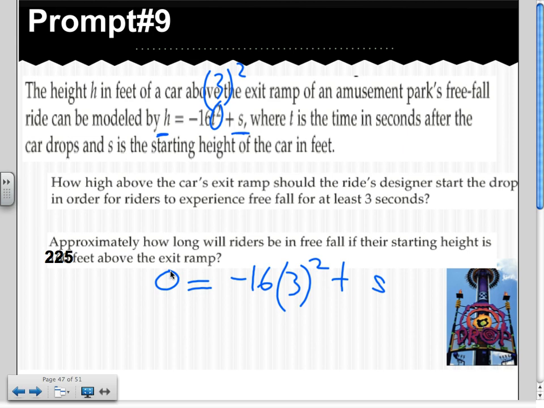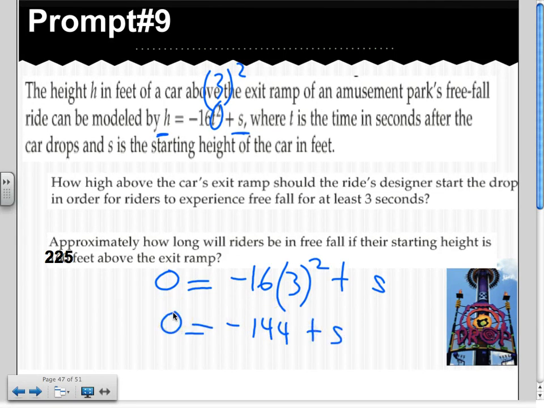See it? So can you do some simplifications here? What is negative 16 times 3 squared? What is 3 squared? You have to do the power first anyway. 9. What's 9 times negative 16? Negative 144. Yes, negative 144 plus s equals 0.